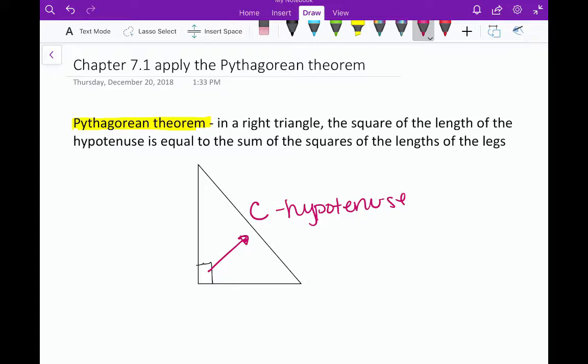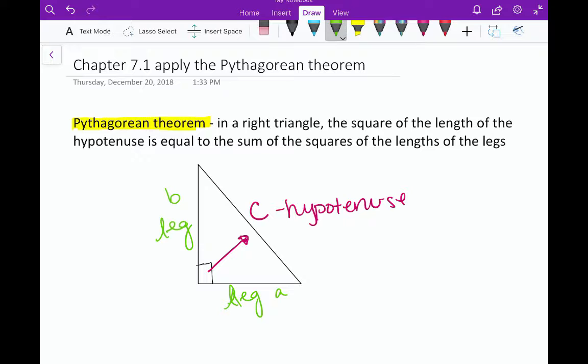These other two sides are called the legs. So this is a leg, and this is a leg. To identify the legs, we use A and B, but it doesn't matter which leg is A and which leg is B. Obviously, one of them is most likely going to be smaller than the other. But again, it doesn't really matter what letter you use for that. But you need to make sure that you use C for the hypotenuse.